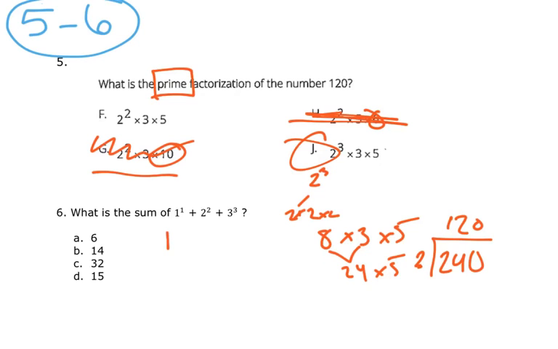The sum of 1 to the power of 1. 1 to the power of 1 means 1 times itself one time, which is just 1. Plus 2 to the power of 2, plus 3 to the power of 3. So 1 plus 4 plus 27 equals 32.